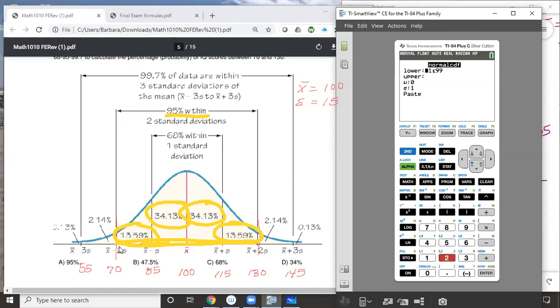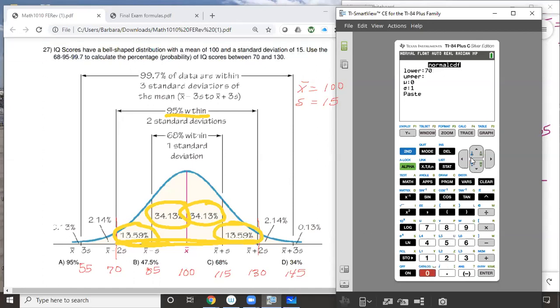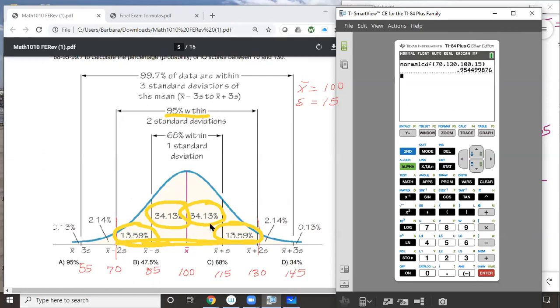2. My lower score is 70. My higher score is 130. The mean of the IQ scores is 100. The standard deviation is 15. Hit paste, and the answer is 95.4%. So 95% of the people are covered in this range from 70 to 130. Okay, most people have IQs between 70 and 130.